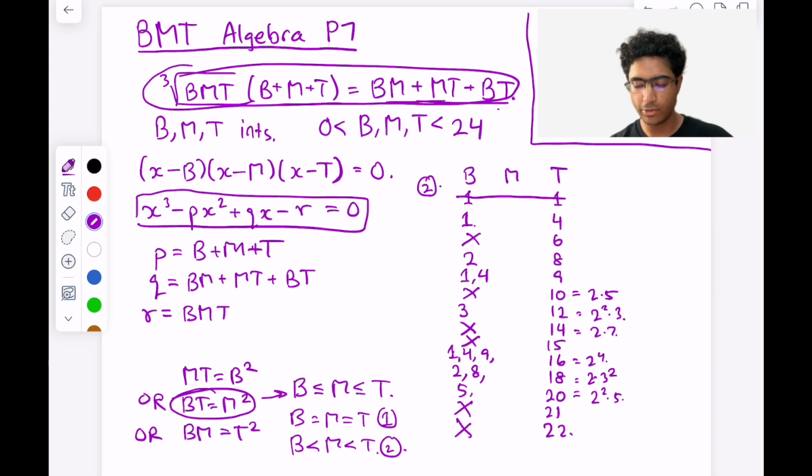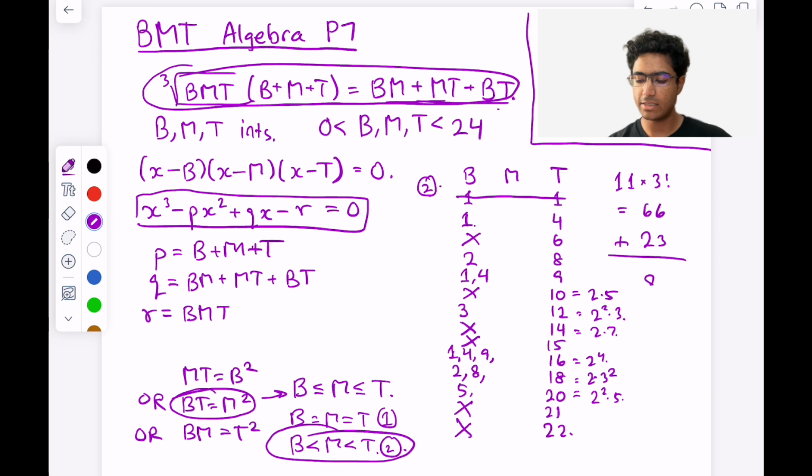So we found 11 different triples, and so we multiply 11 times 3 factorial to get 66 different ordered triples such that b is less than m is less than t. And for the first case, there are 23 different numbers for b we can choose, and m and t would have to be the same number. So that is 23 additional ordered triples. And adding those up gets us a grand total of 89.